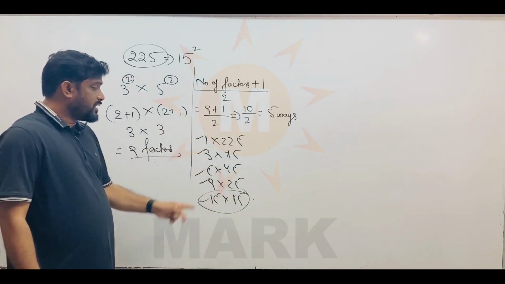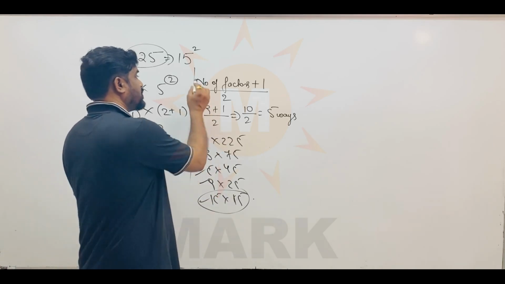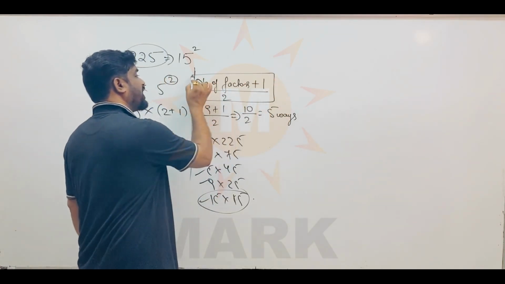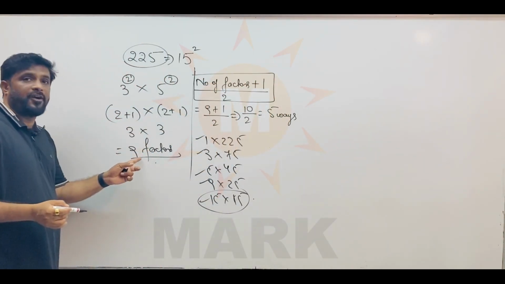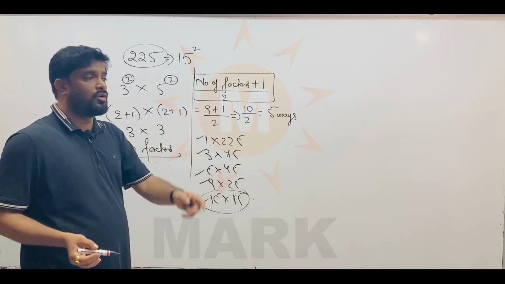So how many ways can we solve it? 5 ways we can resolve 225 as a product of two numbers. So what is the formula for a perfect square? Because you will get an odd number of factors for any perfect square, right? That you know very well. So the number of factors plus 1, whole divided by 2.